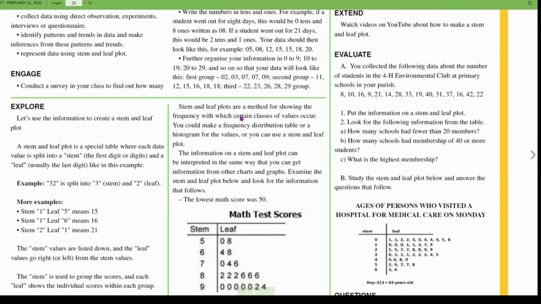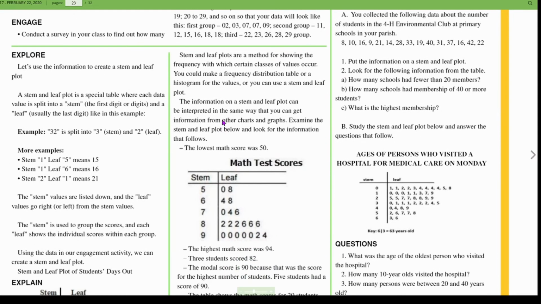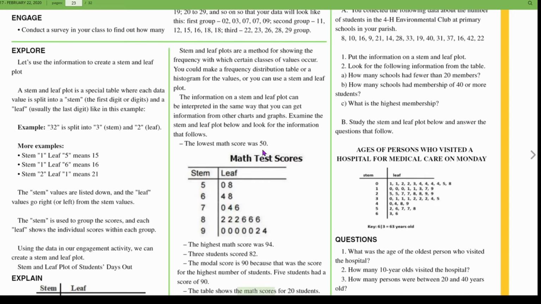Stem and leaf plots are a method for showing the frequency with which certain classes of values occur. You can make a frequency distribution table or a histogram for the values, or you can use a stem and leaf plot. The information on a stem and leaf plot can be interpreted in the same way that you can get information from other charts and graphs. Examine the stem and leaf plot below and look for the information that follows.